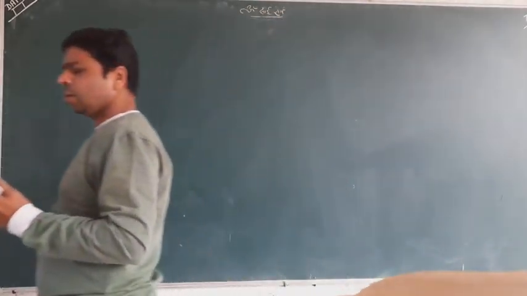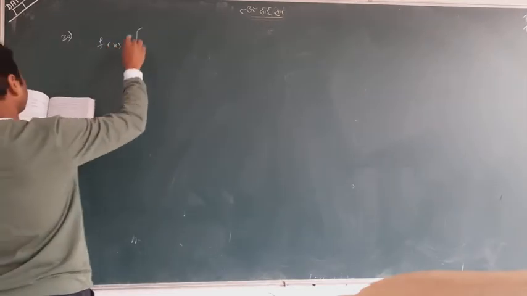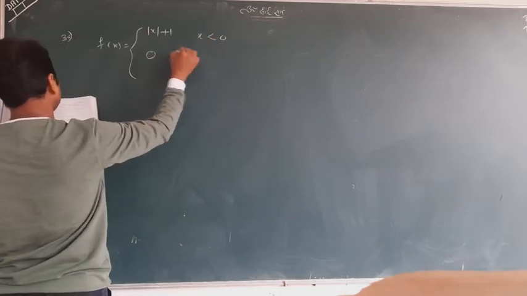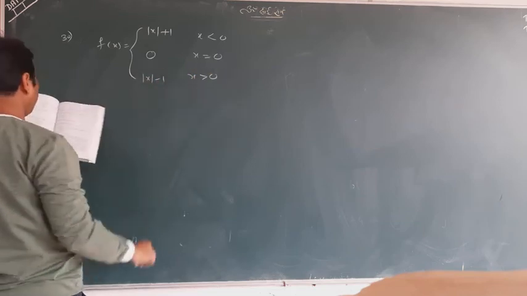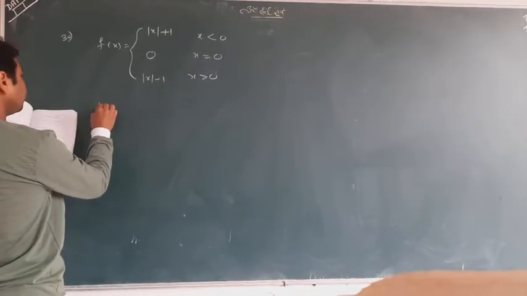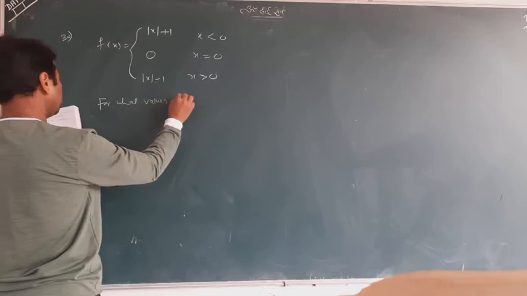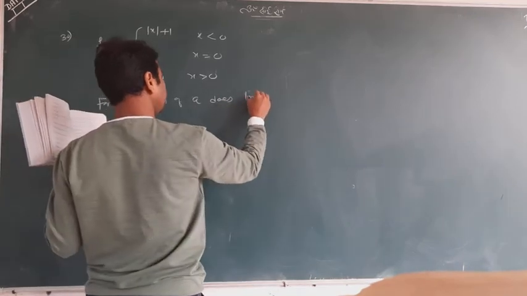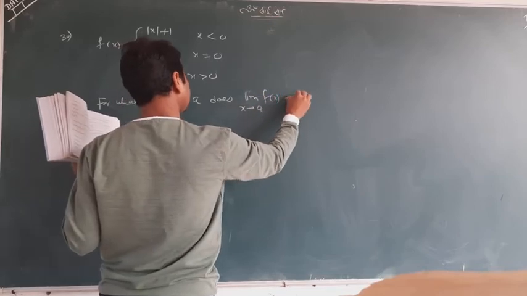Now students, I am taking the 30th one. f of x equal to mod x plus 1, x less than 0; 0 when x equal to 0; mod x minus 1, x greater than 0. For what values of a does limit x tends to a of f of x exist?